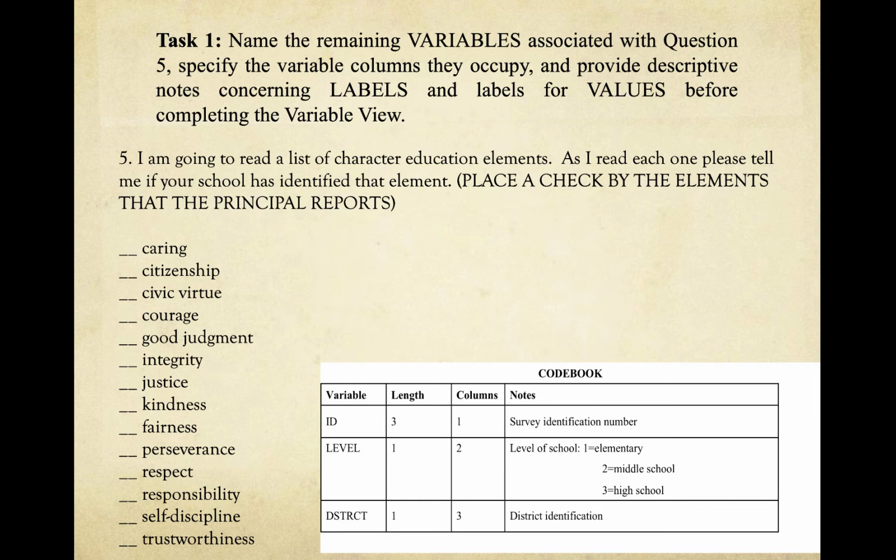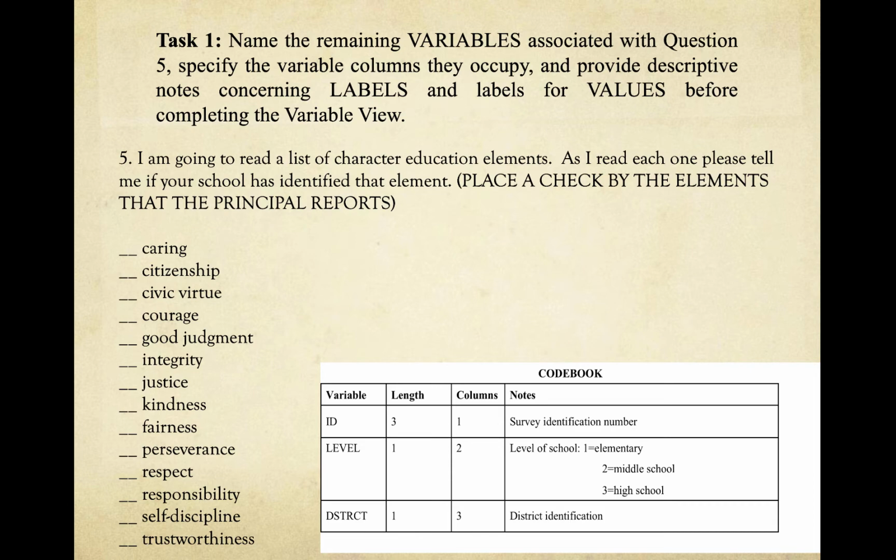All right, so task 1, you're going to name the remaining variables associated with question 5. You're going to specify the variable columns they occupy and provide descriptive notes concerning labels and labels for value, very similar to what I did already in the codebook.